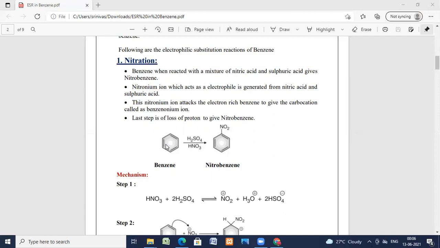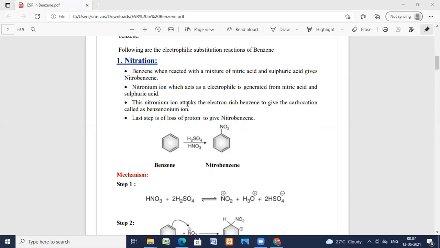Next, let us apply this general mechanism to nitration, halogenation, sulfonation, Friedel-Crafts alkylation, and Friedel-Crafts acylation. Nitration, we'll see. Benzene, when reacted with a mixture of nitric acid and sulfuric acid, gives nitrobenzene. The nitronium ion acts as the electrophile. It is generated from nitric acid and sulfuric acid.